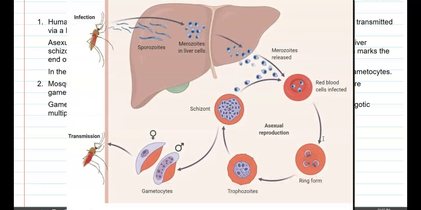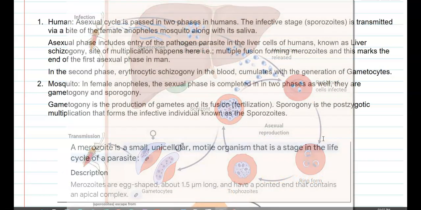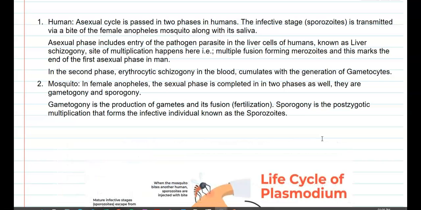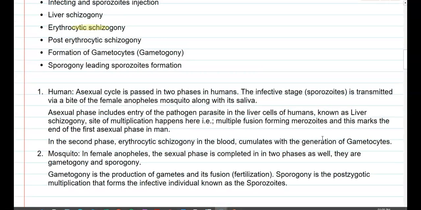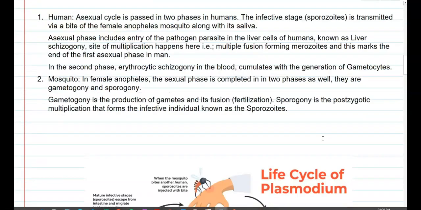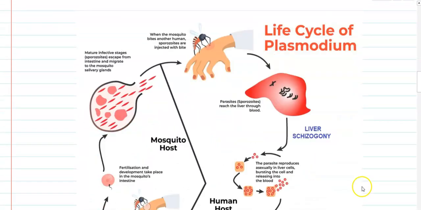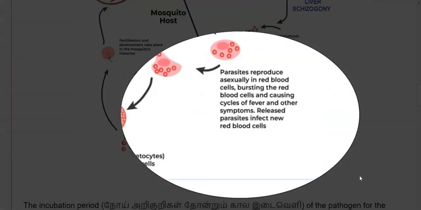Finally, that marks the formation of merozoites. The merozoites are again a form which are more infective and can invade into the blood cells in order to continue the next asexual phase, that is the erythrocytic schizogeny. The merozoites thus formed during the liver schizogeny now go into the erythrocytic cells and they continue to divide. This multiple fusion here in the erythrocytes or red blood cells results in the erythrocytic schizogeny.